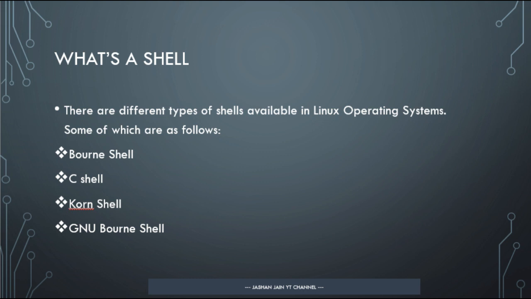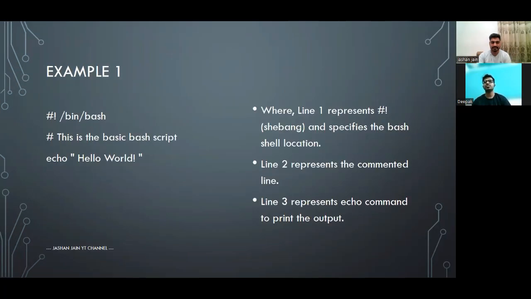There are some different types of shells: Bourne shell, C shell, Korn shell, GNU Bourne shell. So there are so many types of shells. Yeah. So let's see one example. This is one very basic script, echo hello world. Echo means we want to print hello world as the output.